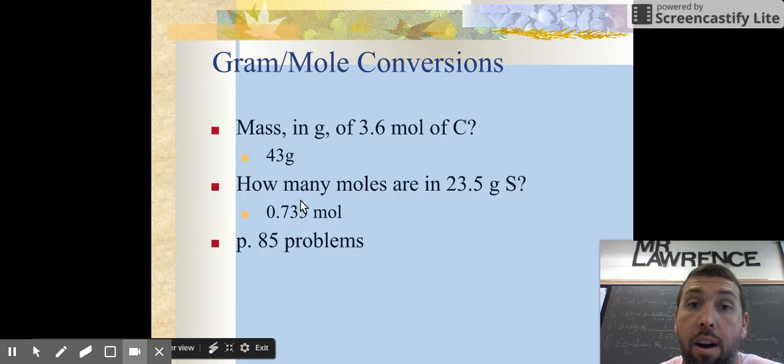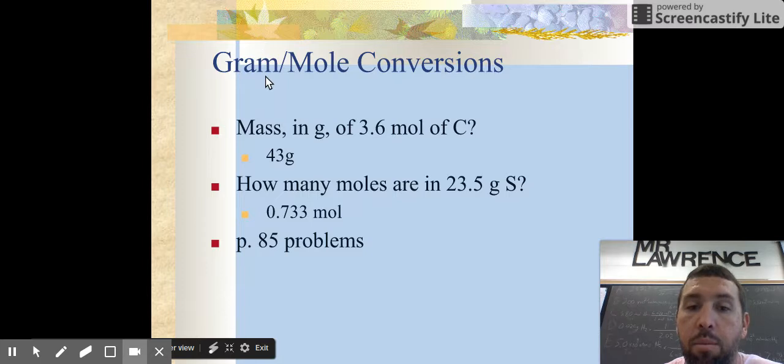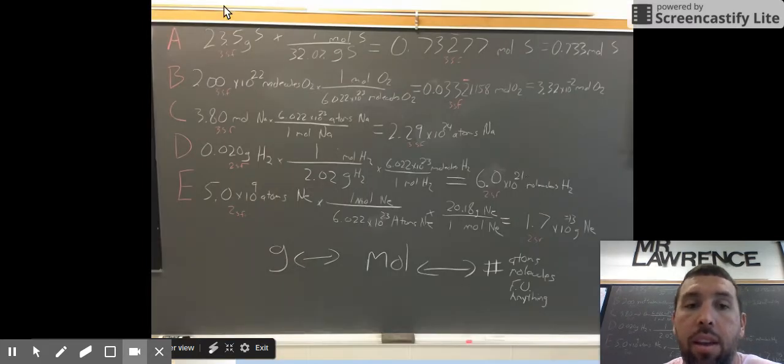Whenever we do conversion problems, we've got 3 steps to follow. Make sure you're committing these to memory. Step 1 is write down what you know. What is given in the question? Question here says, how many moles are in 23.5 grams of sulfur? So when I go to set my problem, look at line A, I would write down 23.5 grams of sulfur because that is what was given to me in my problem.